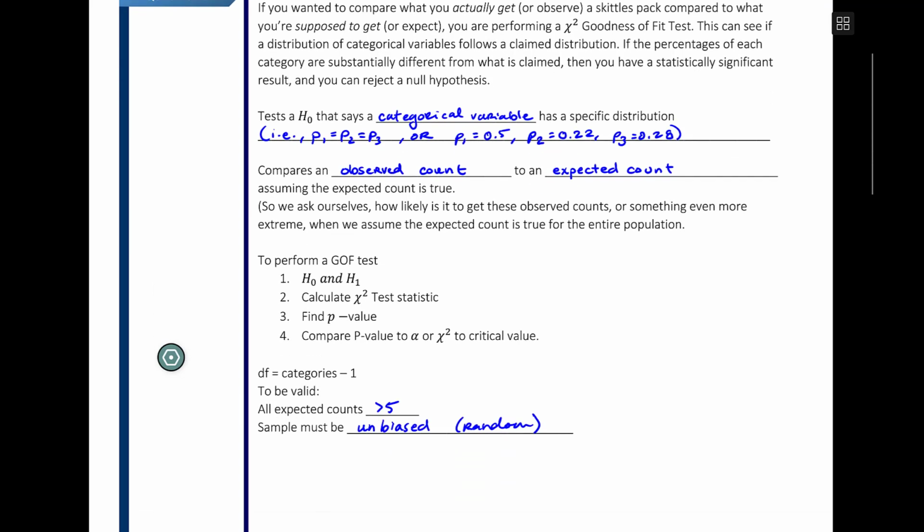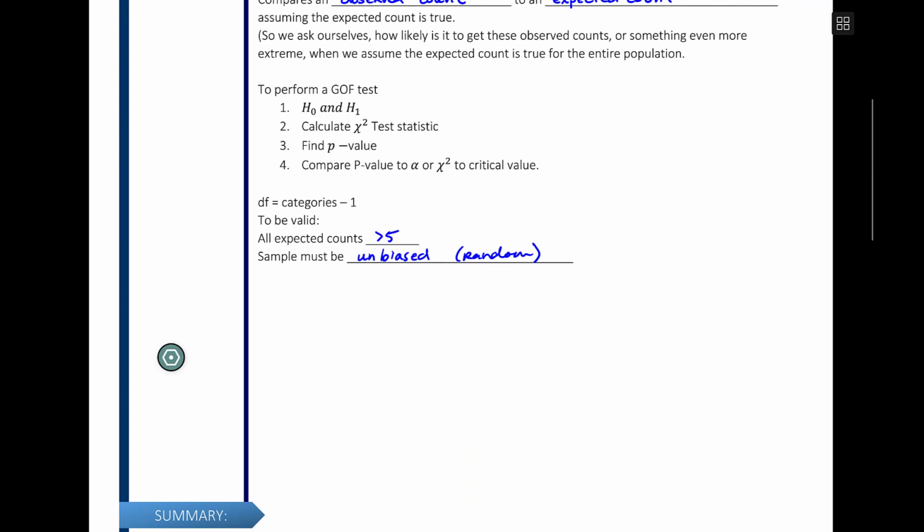A couple other things to note: to calculate your degrees of freedom, that's just categories minus 1, not row total times column total, because essentially we're only going to have one row or one column since we only have one variable in a chi-square goodness of fit test. To be valid, it's the same conditions that we have seen in other significance tests so far. All expected counts must be greater than 5, and your sample must be unbiased or random.